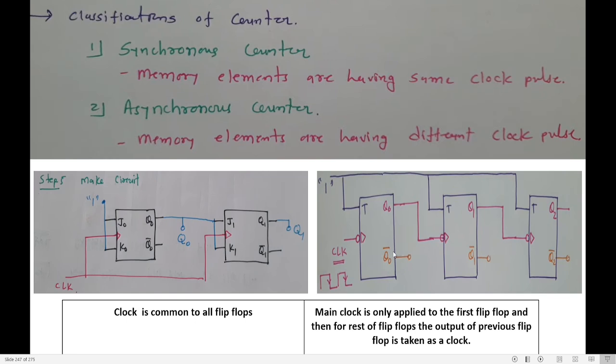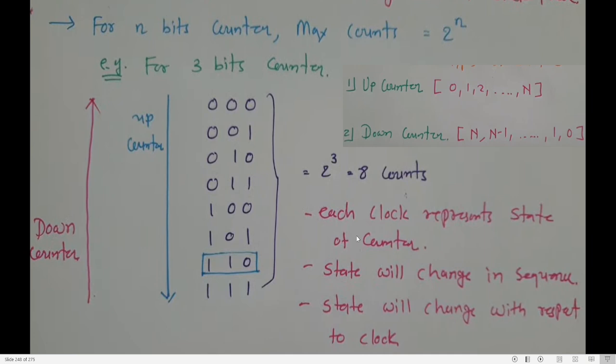This is the different classification of what? Synchronous and asynchronous. A very common classification: common clock to all the flip-flops, or you can say memory elements are having the same clock. In asynchronous, memory elements are having different clocks. Okay, you call it asynchronous. Next, let us see in detail.